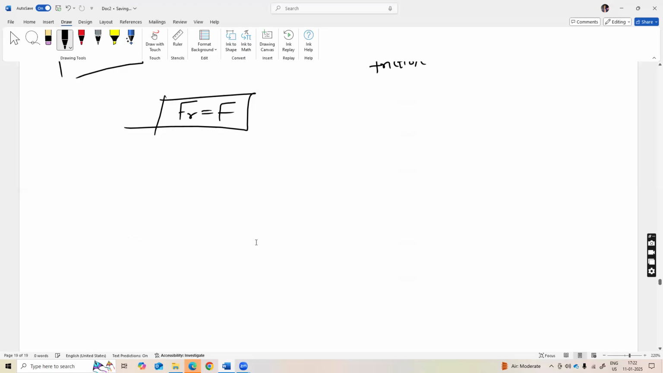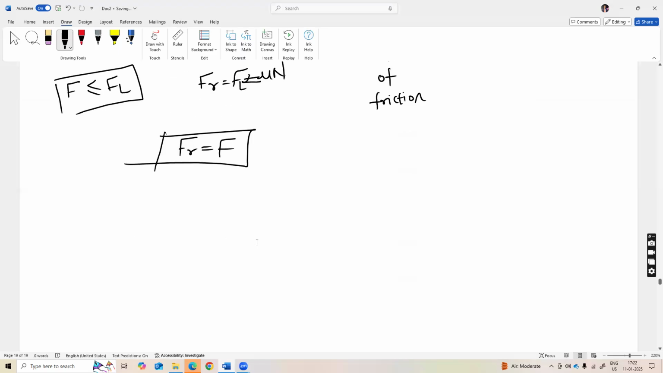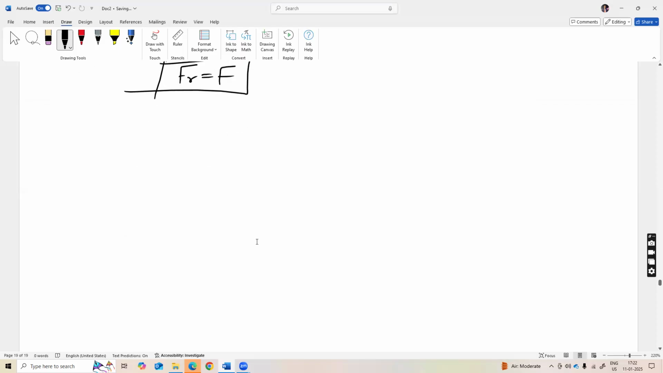So I will just go through a few examples of finding limiting friction and normal reaction. Let's see, if this is a ground or some object over which we have kept one other object of mass m kg, the coefficient of friction between these two objects is, let's say, mu equal to 0.5, and mass, let's say, is equal to 10 kg.